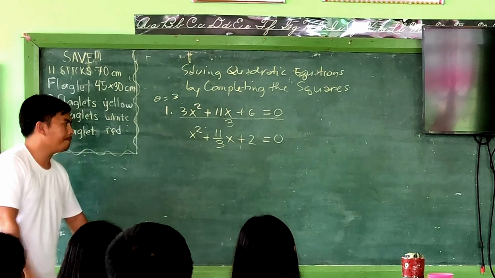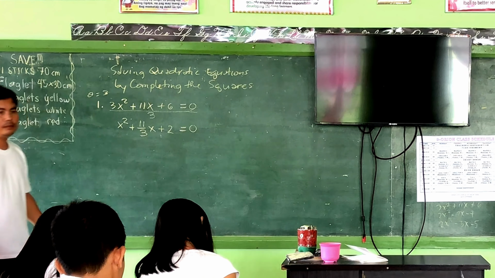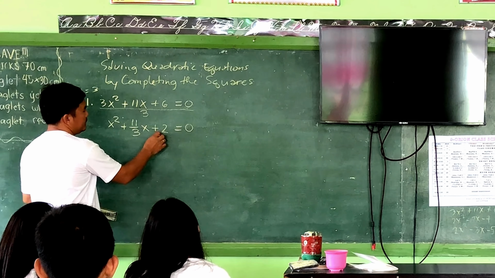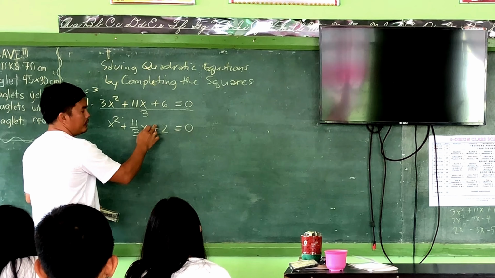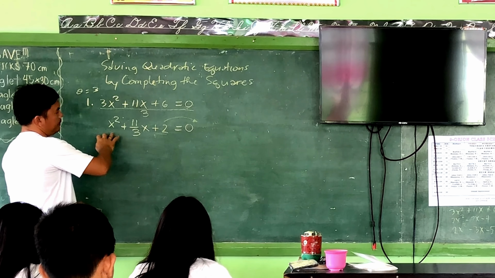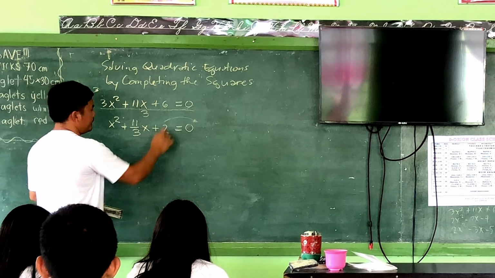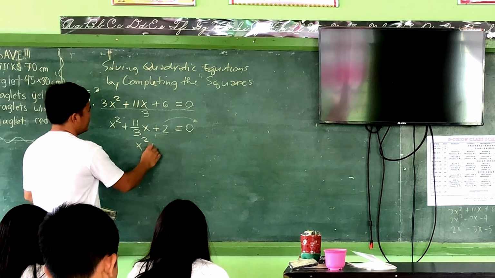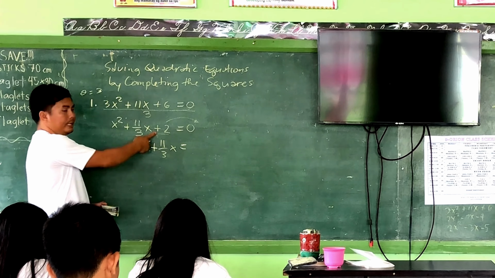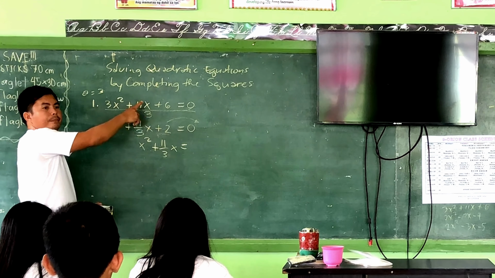What is the next step? Okay, transpose the constant term to the right side. So we will group the terms, the variable terms on the left side, constant term on the right side. So this will become x squared plus 11 over 3x equals negative 2.